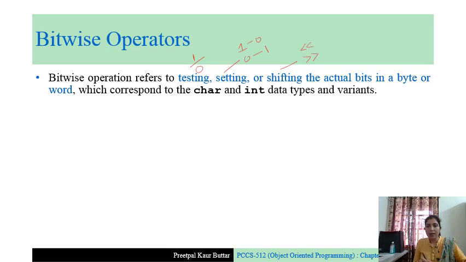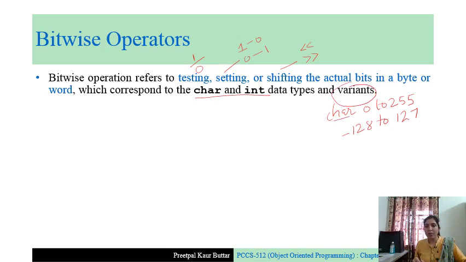Okay, and these bitwise operators are used on char and int data types and their variants. Why on char and int data types? Because char and int data types store whole numbers. Remember, the range of char is from 0 to 255 if it is unsigned, and it is minus 128 to 127 if it is signed. Similarly, int data types also store integers. Okay, and the bitwise operators are also applicable on the variants.